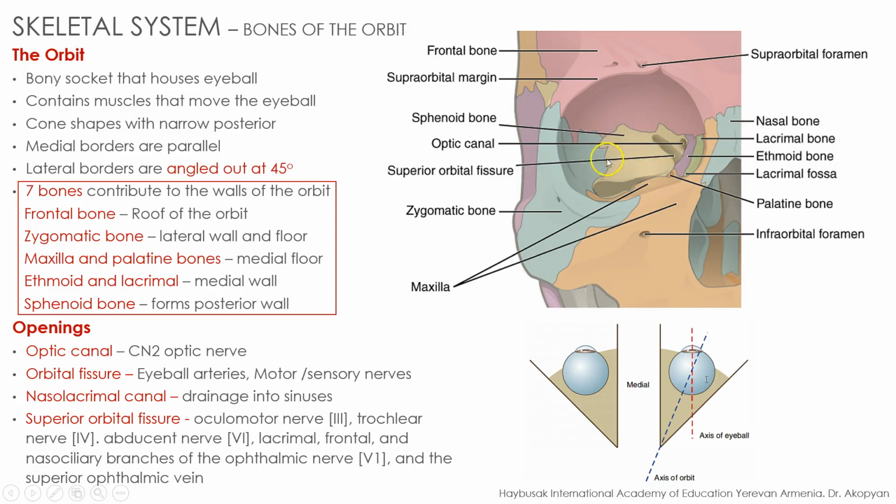There are openings, including the optic canal, which passes cranial nerve number 2, the optic nerve, and the superior orbital fissure, which has the motor nerves for the muscles of the eye, including the oculomotor, trochlear, and abducens nerves. It also carries the lacrimal, frontal, and nasociliary branches of the ophthalmic nerve, fifth nerve branch 1, and the superior ophthalmic vein.